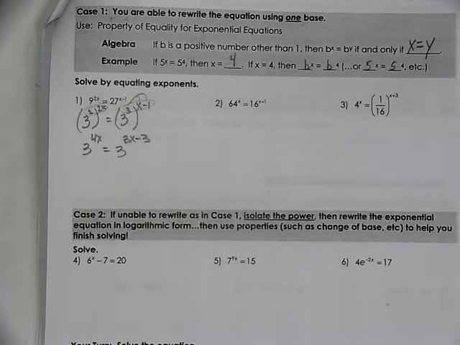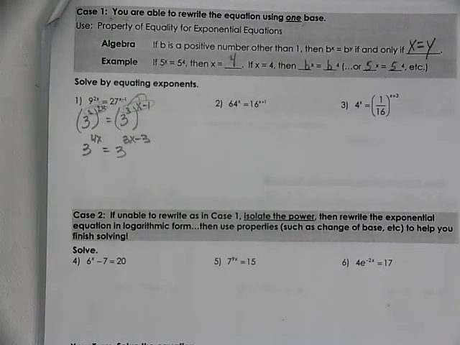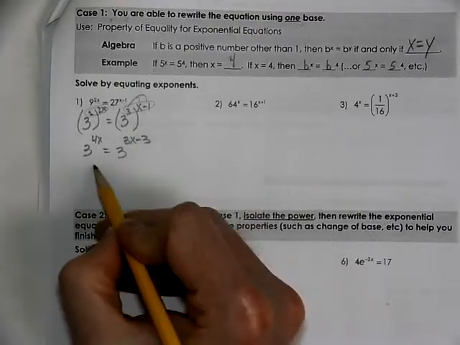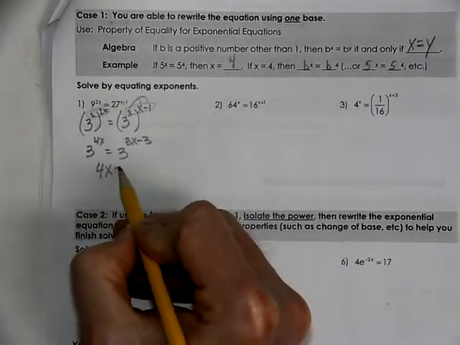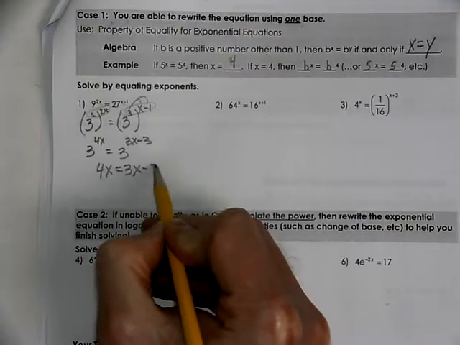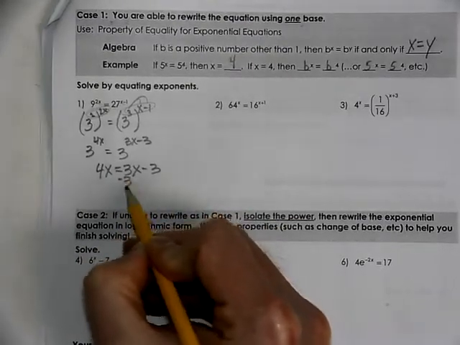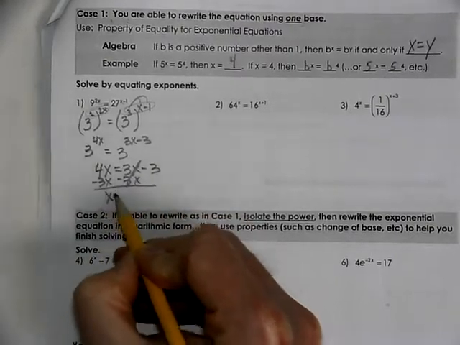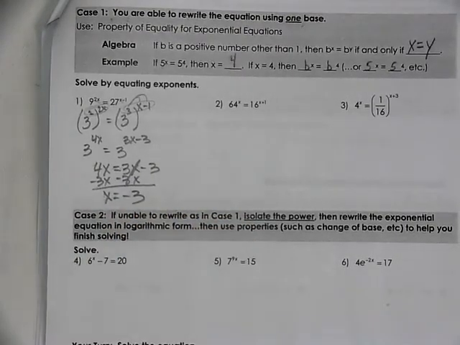Now we have the bases the same. When the bases are the same, we can set the exponents equal to each other. So minus 3x, minus 3x. So x equals negative 3.